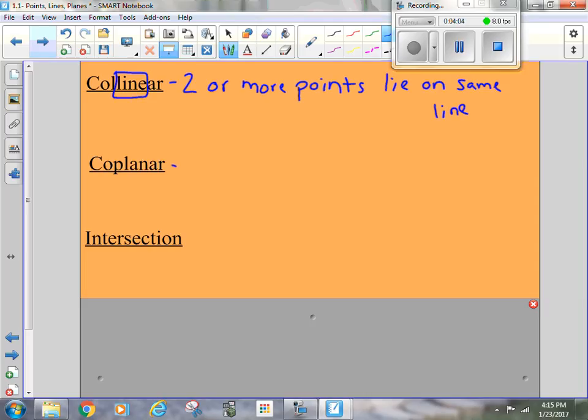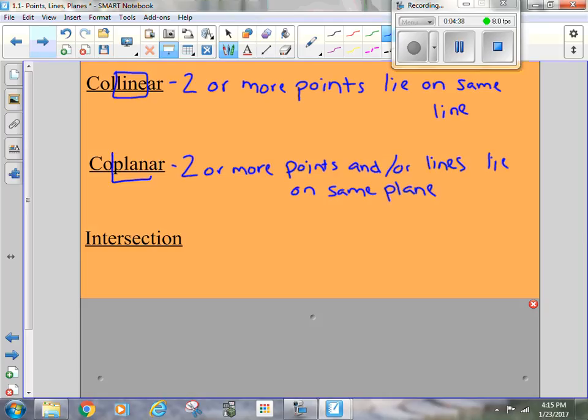So next we have coplanar. What do you think this means? This is 2 or more points and or lines that lie on the same plane. So 2 or more points and or lines. So both points and lines that lie on the same plane. So this doesn't quite say plane, but it almost says plane. It has plan, so coplanar.